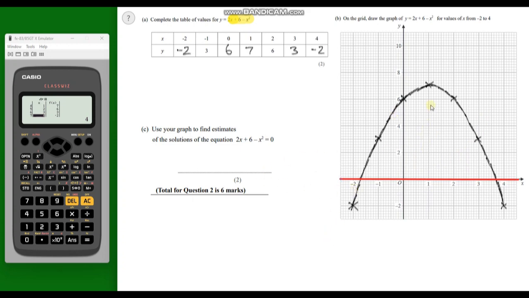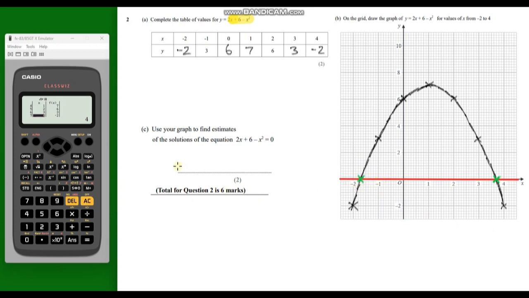So that's the line y equals 0. And all we're doing is looking at where does our graph cut this line. And there are 2 points. So let me just highlight those in green. So we've got this point here and we've got this point here. So what are the x values? Well, it's between -1 and -2. It's definitely closer to -2.